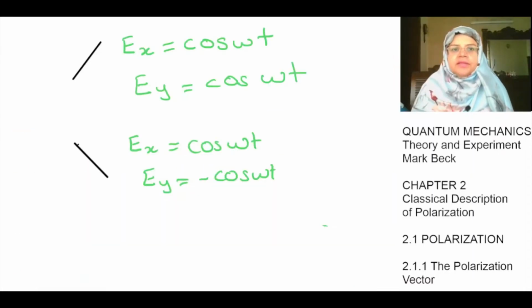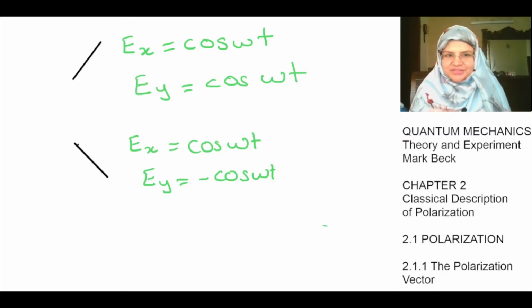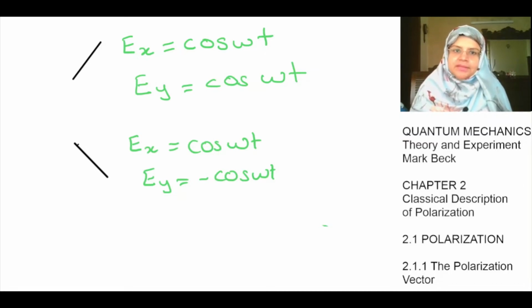The electric field is a superposition of the electric field in the x direction and the electric field in the y direction. If E_x is equal to 1 and E_y is equal to 0, we get horizontally polarized light. If E_x is equal to 0 and E_y is equal to 1, we get vertically polarized light. If E_x is equal to cos omega t and E_y is equal to cos omega t, we get polarized light at 45 degrees. If E_x is equal to cos omega t and E_y is equal to minus cos omega t, we get linearly polarized light at minus 45 degrees.